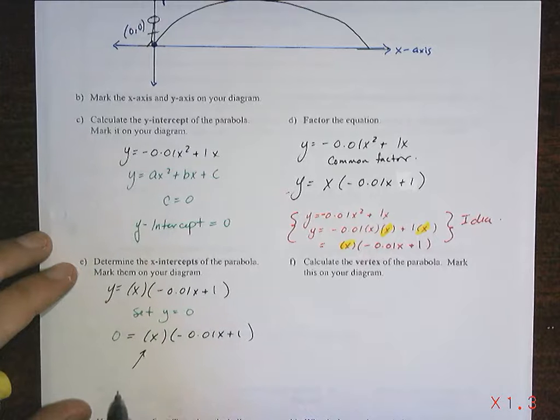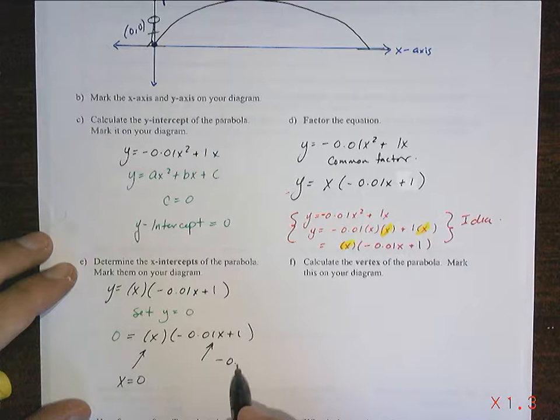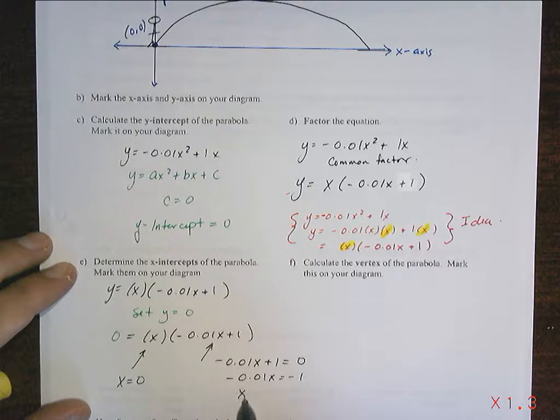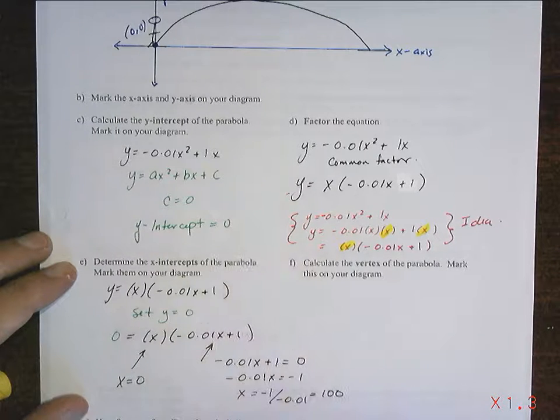We want to know what x values are going to allow me to have y equals 0. Well, the first one's fairly easy. If x is 0, then the right-hand side will be 0. But the other one's a little bit more difficult. We'll have to do a little bit of algebra here. We'll set the whole thing equal to 0. We'll take the 1 over to the other side, and then we'll divide both sides by negative 0.01, which is going to be 100.